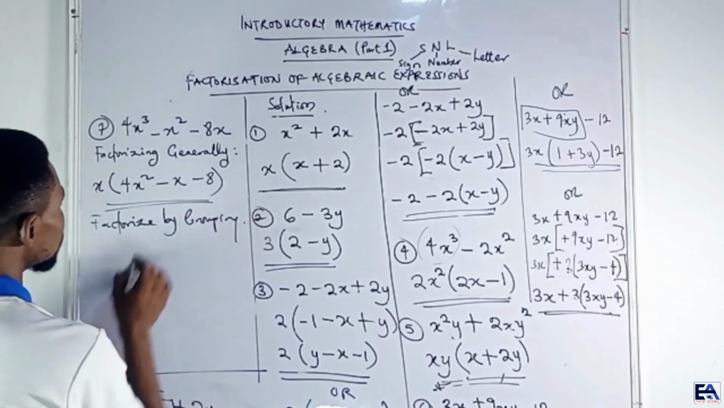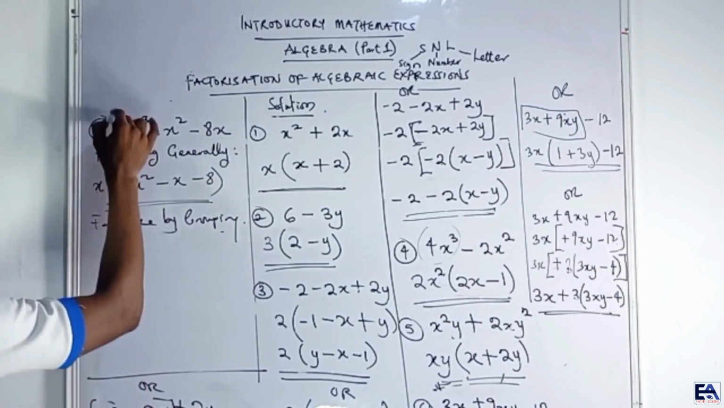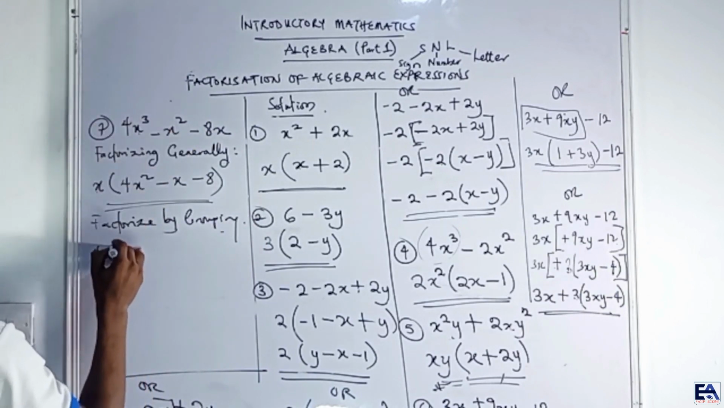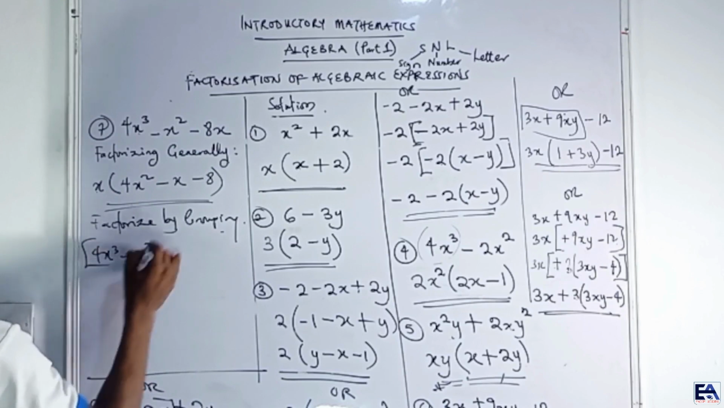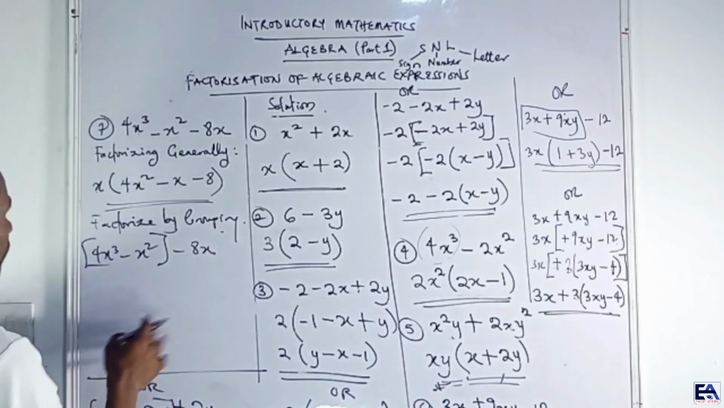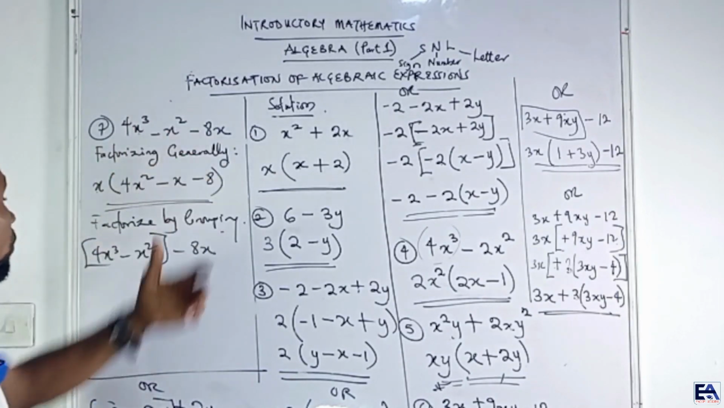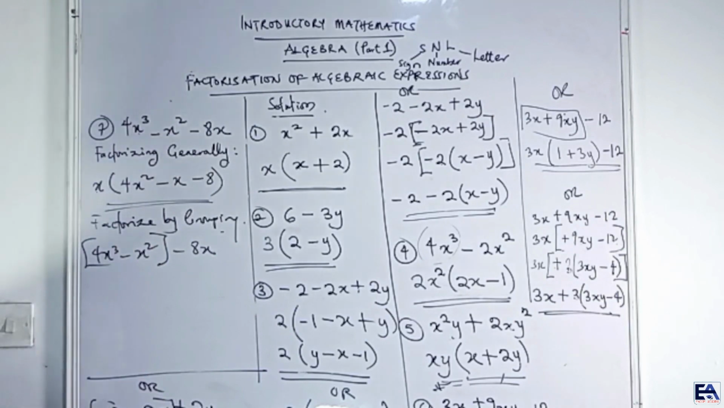So factorizing by grouping, we have, let's pick this one as 4x cubed minus x squared, then minus 8x. When you take this group, factorization by grouping is not really so ideal in this sense because of the common factor x all through, but it still works anyway.